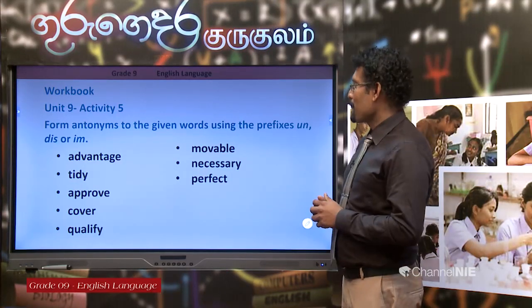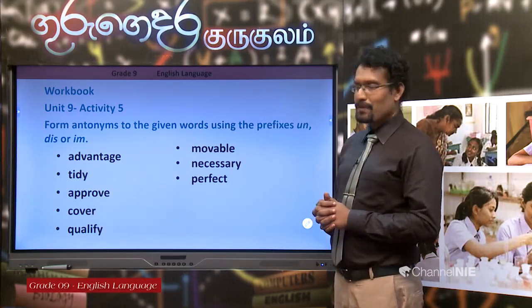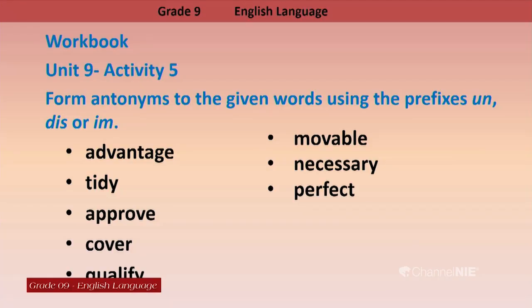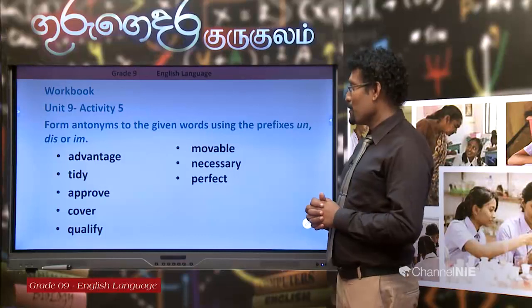There is another activity for you that is also from your workbook, Unit 9, Activity 5. Form antonyms to the given words using the prefixes un, dis or im. Antonyms, that means opposite words. So, you have to form opposite words using these prefixes un, dis or im. These are the base words you have: advantage, tidy, approve, cover, qualify, movable, necessary and perfect, right. Let us see how we can form antonyms, opposite words.